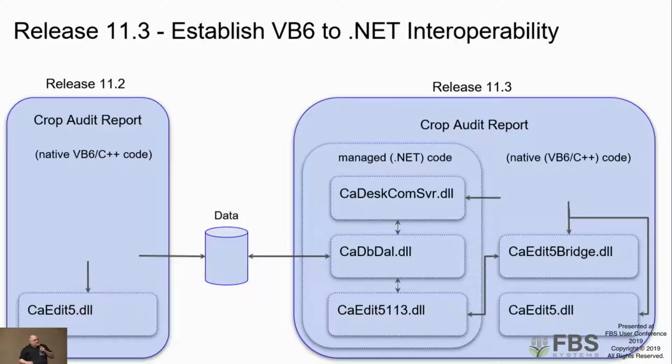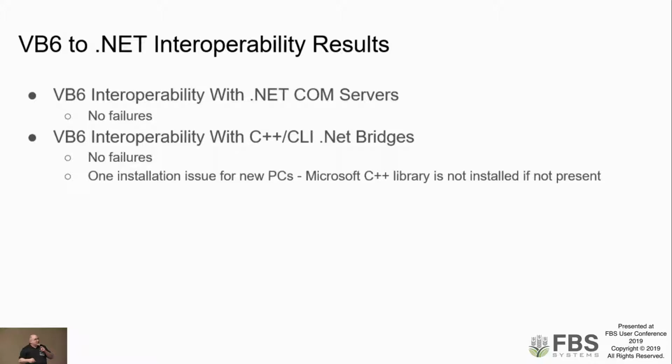In the same way, we have this CA Edit 5 11.3, which is .NET code. It's a placeholder right now. It's not implemented, but when we get to the screens, you'll see what it will be doing. It'll be the new implementation of the crop audit setup screens. So we put all this plumbing in place so that we can gradually migrate things. Now with MASA, we'll be able to do things a little bit faster.